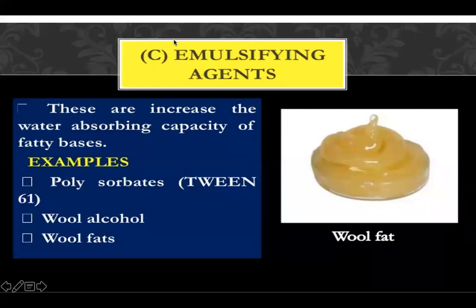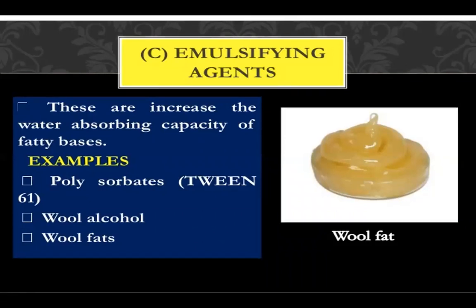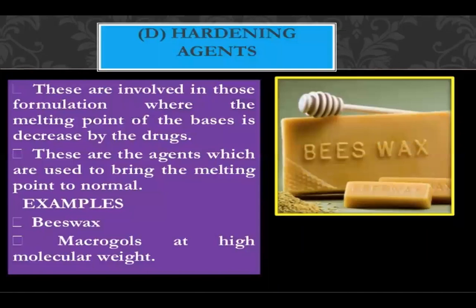Emulsifying agents are also added during formulations. These increase the water absorbing capacity of fatty bases. Examples are polysorbates, Tween 61 is another name, wool alcohol, and wool fats, which you can see in this picture also. Hardening agents are also added in these formulations. These are used where the melting point of the base is decreased by the drugs. These are the agents which are used to bring the melting point back to normal. Examples are beeswax and macrogols of high molecular weight.